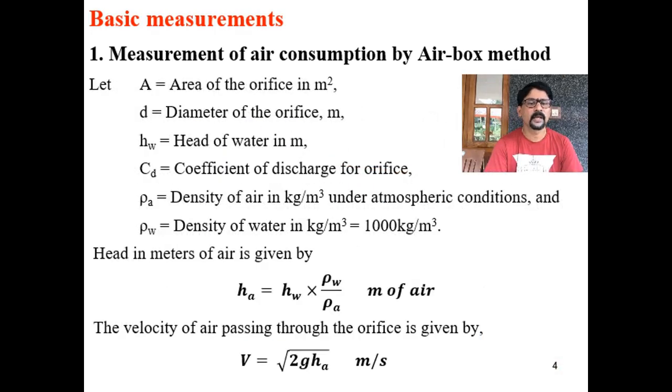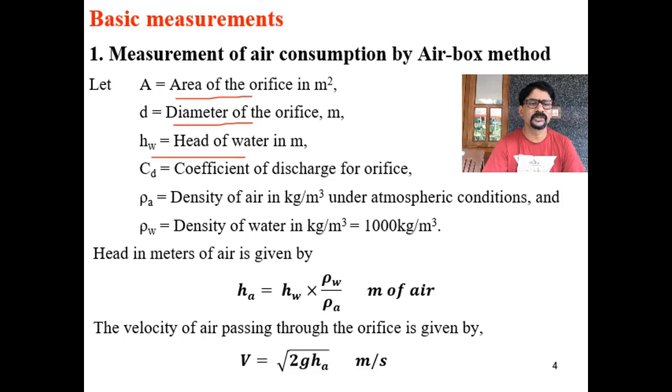Now let us see how to calculate the measurement of air consumption. Let A be the area of the orifice in meter square, and D the diameter of the orifice in meter. HW is the head of water in meters. You know that the manometer is a U-tube manometer having two limbs. During the operation of the engine, because of the pressure difference, the limb which is connected to the air box shows a lift in the level of water, and in the other limb there is a drop in the level of water. The difference is measured in terms of head of water, which is HW in meters.